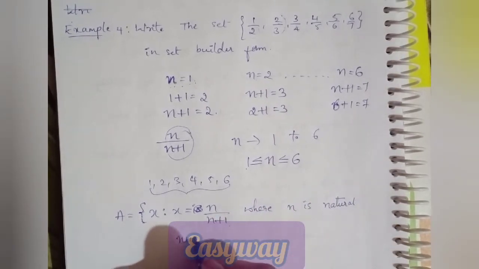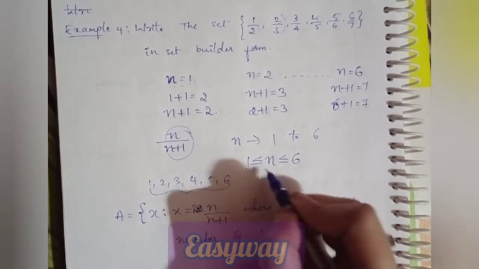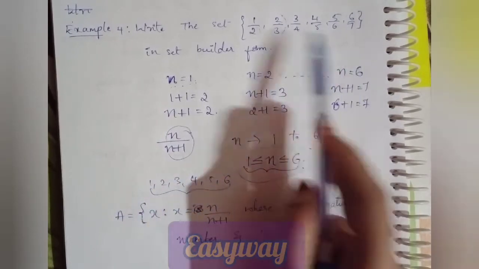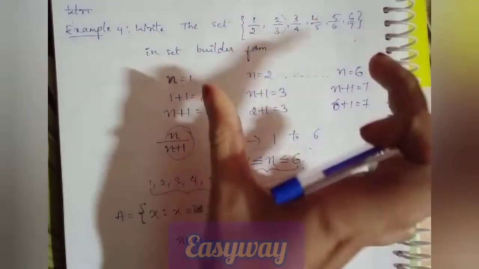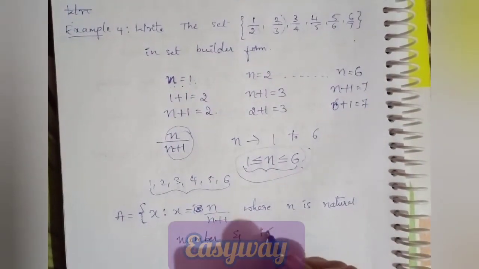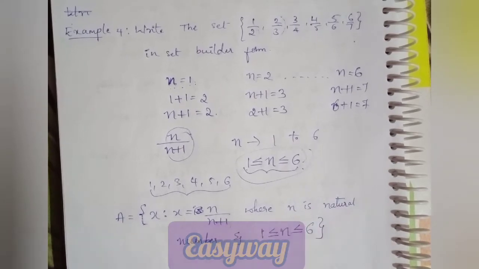n is a natural number, and we have to apply this condition. It is necessary because they have given limits. They have given limited numbers. So 1 is less than or equal to n is less than or equal to 6. This is our set builder form.